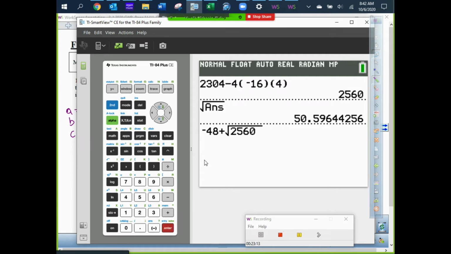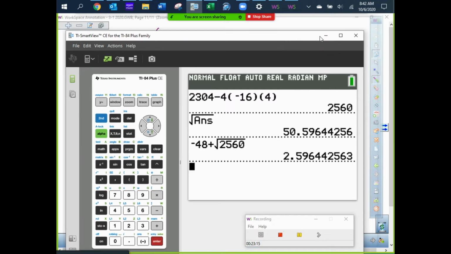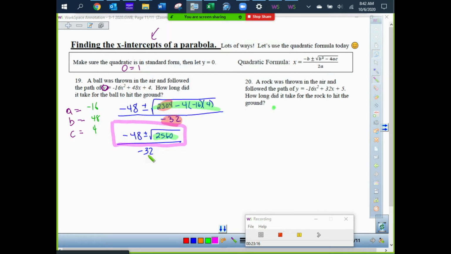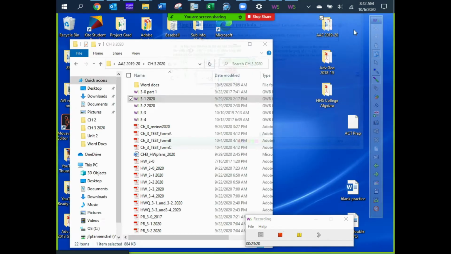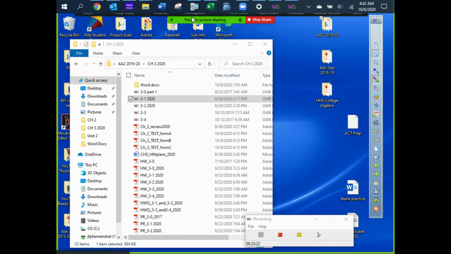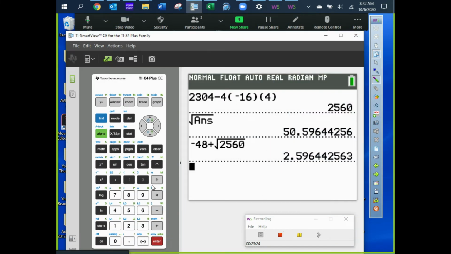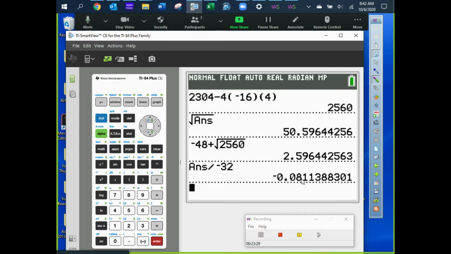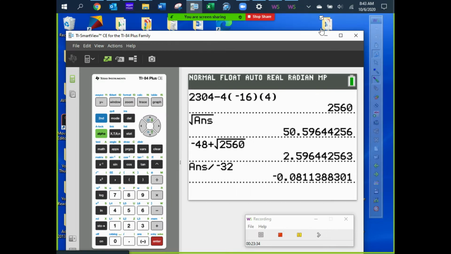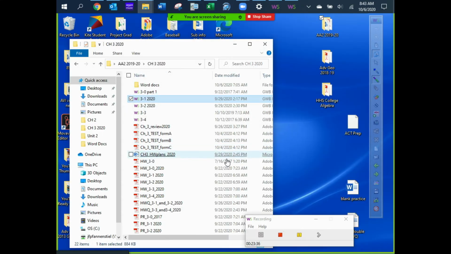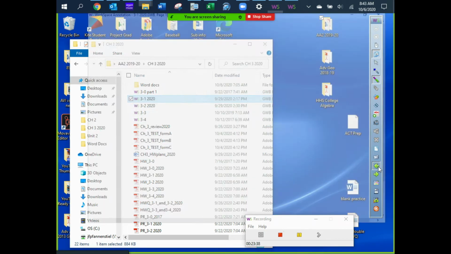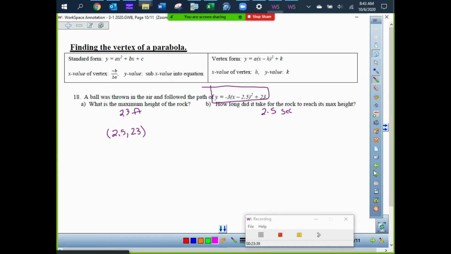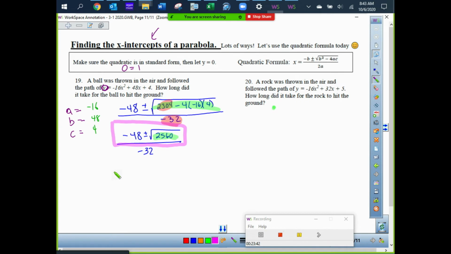That's not our answer. What still needs to be done to that answer? We got to divide it by negative 32, right? So let's do that in our calculator. Divide it by negative 32. And that's going to be a really nasty decimal, and it's negative. We'll round that to 2 decimal places since it's really weird. So we're going to say about negative 0.08. About negative 0.08, one of those answers. Remember, there's going to be 2 answers.